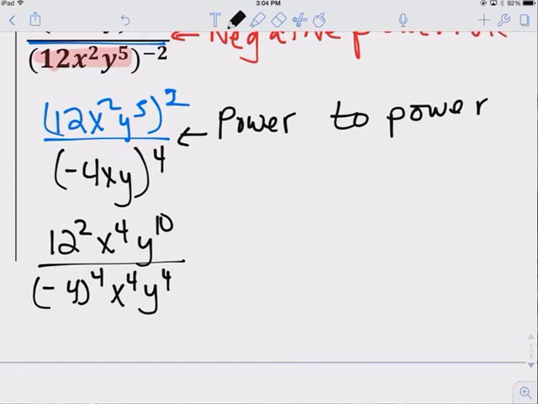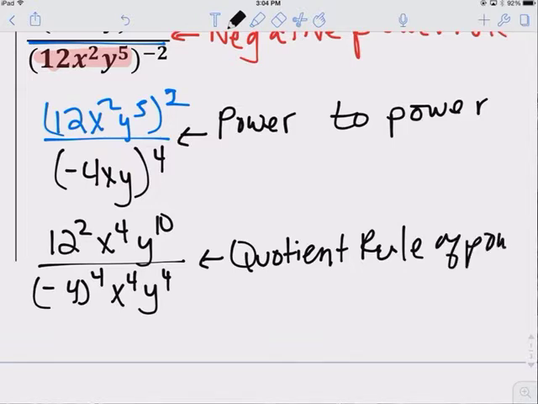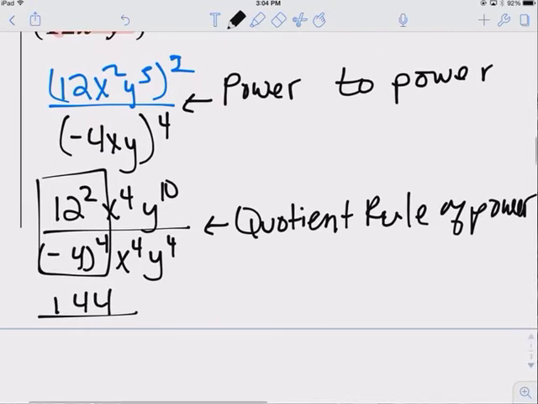Okay, so now you do quotient rule of powers. What do we do with quotient rule of powers? Let's do this first. That's 144 over, what's 16 times 16? 16 times 16 is 256.